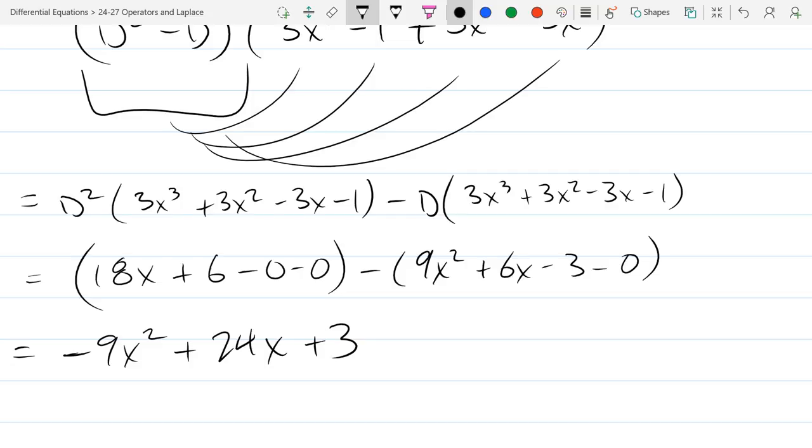Oh, yeah. Probably messed up the rest of it, too. 17 minus 6, 12. So plus 6 plus 3 is plus 9. There we go. All right. So any questions about this right here?